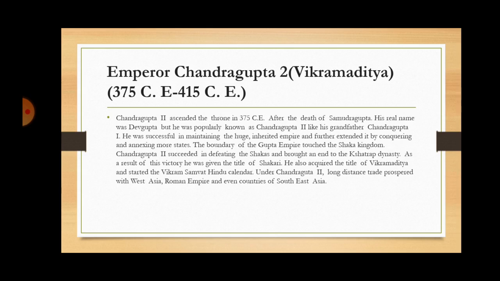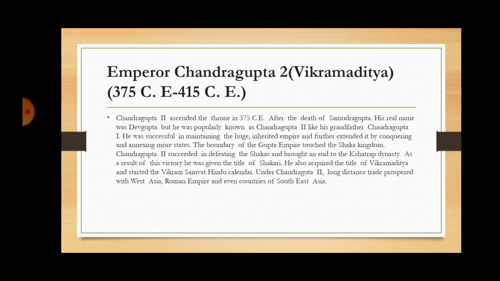So, Chandragupta II, 375 to 415 CE. He was the son and successor of Samudragupta. He, like his father, was a great conqueror and an able ruler. He extended the Gupta Empire up to the Arabian Sea by defeating the Shaka kings of Malwa, Gujarat and Konkan coast. Chandragupta II was also known as Vikramaditya.